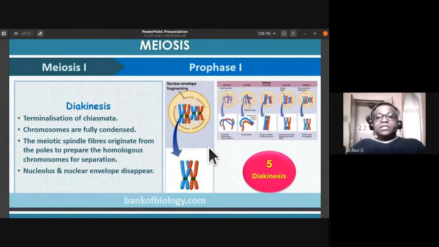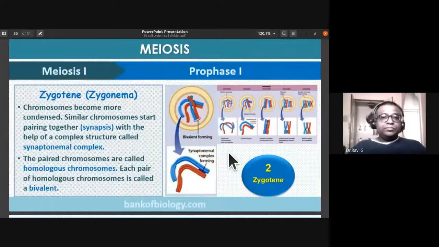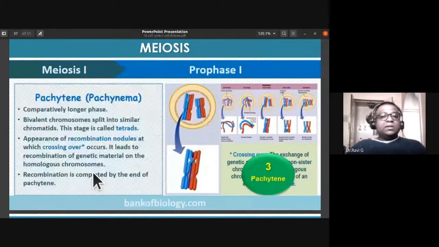In the pachytene stage, there is crossing over of non-sister chromatids. You can notice an X-shaped formation of the chiasmata. The synaptonemal complex and the homologous chromosomes form the bivalent. It is a comparatively longer phase. The bivalent chromosome splits into similar chromatids, so this stage is called the tetrad.